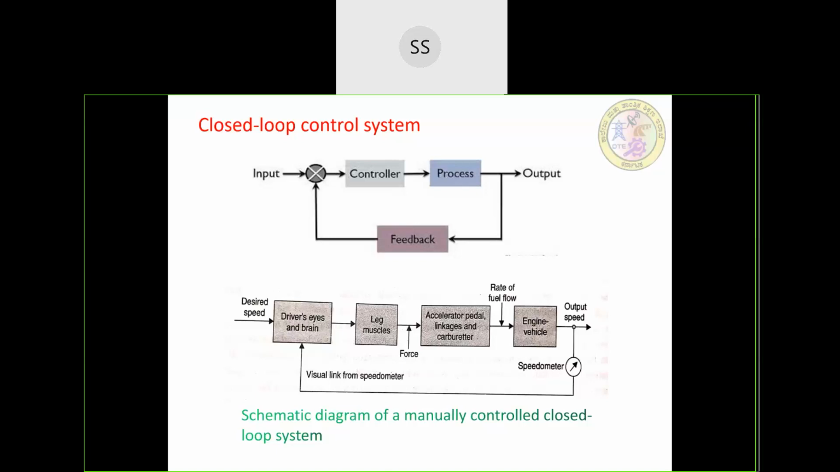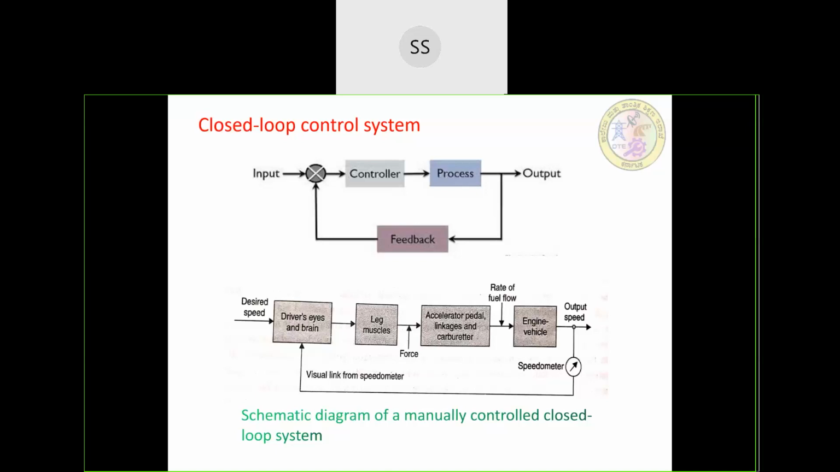This control action is possible because there is a speedometer, and there is a reading of the speedometer by the driver. Therefore, here the driver himself acts as a feedback path, or you can say it forms a visual link through the speedometer. This is called a manual closed loop system, because after reading the speedometer, the driver manually takes a decision to increase or reduce the force.